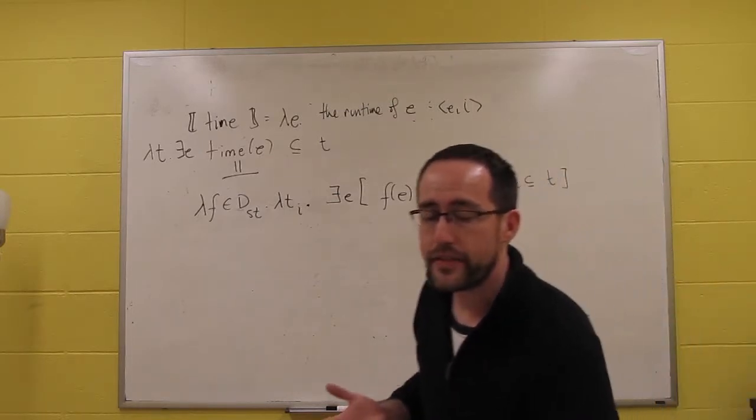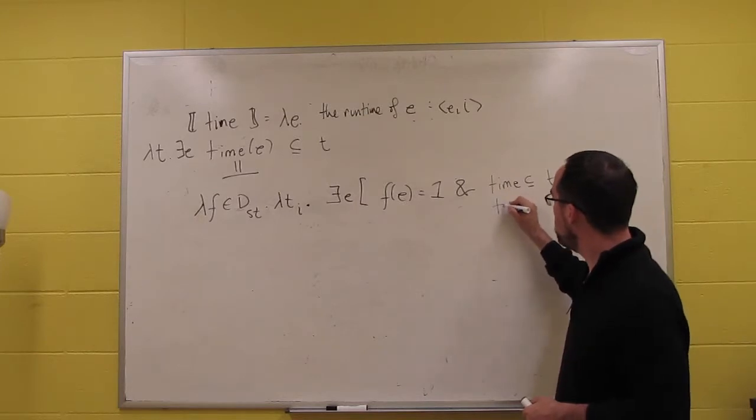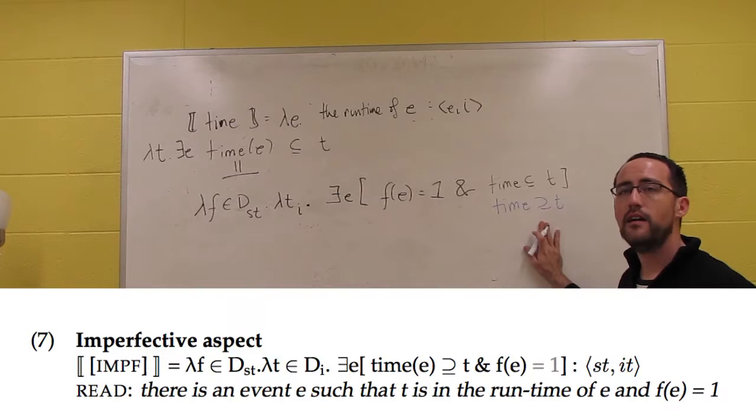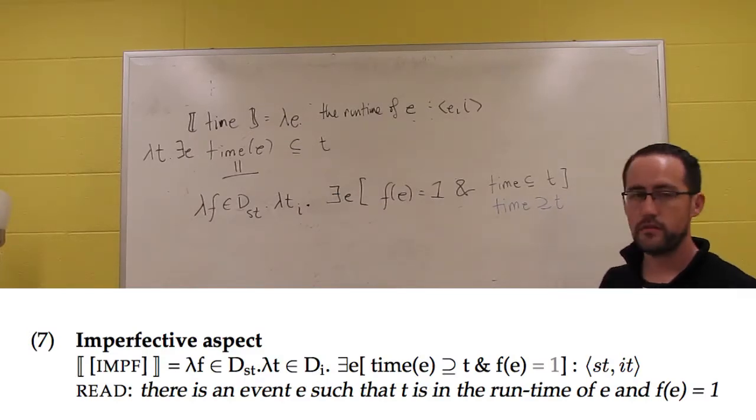Now, what's nice about the Klein approach to aspect is that if we want the imperfective, all we have to change is this. And then we get the imperfective. And it works out pretty beautifully.